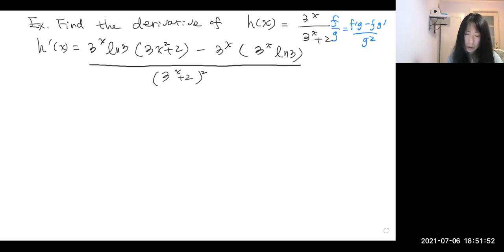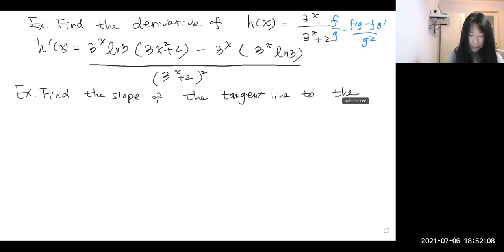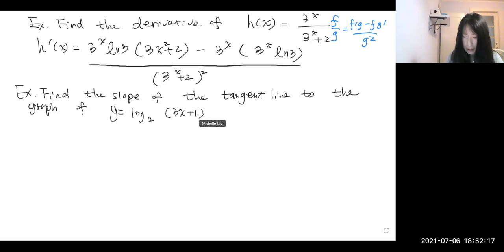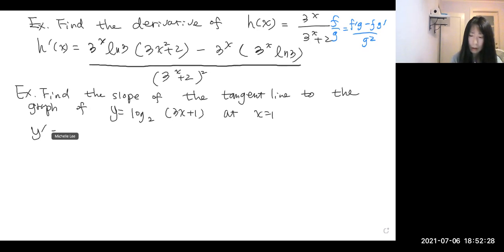Okay, so let us do this one. Find the slope of the tangent line to the graph of y equal to log base 2 of 3x plus 1 at x equal to 1. And we're going to find y prime first, then we substitute x equal to 1, right? So we did a lot. So how do we do this one?